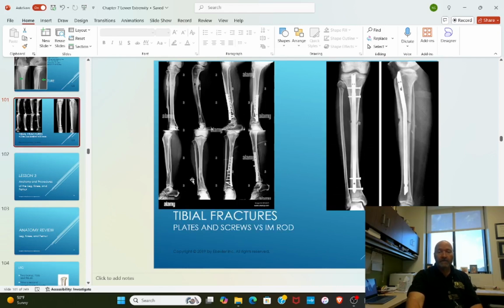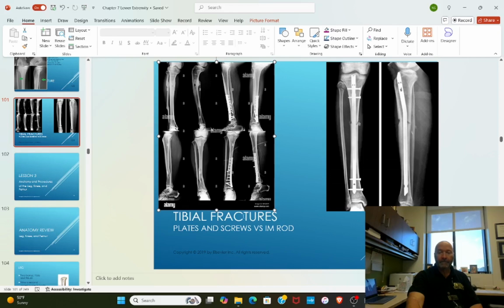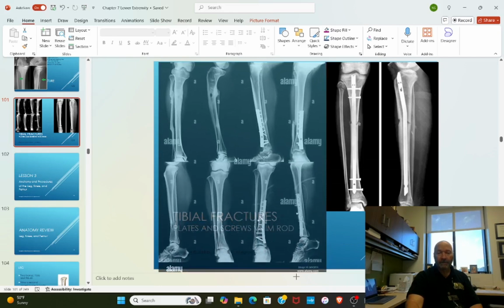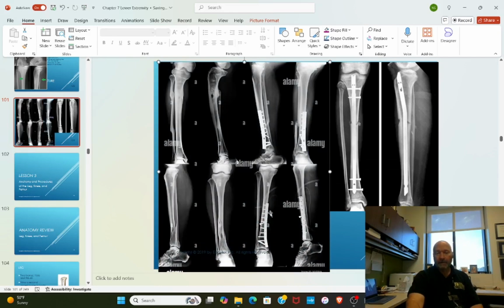So fixes for your tibial fractures, depending on the stability, probably the age of the patient, syndesmosis, and everything else, are going to vary. Okay, so I'm going to magnify this one up and I'll show you the other one and describe it here in a minute. So you've got a lot of different things going on in this picture.